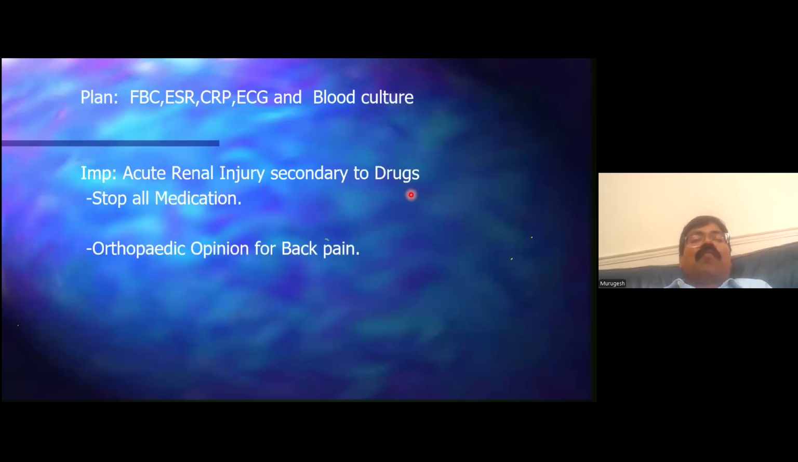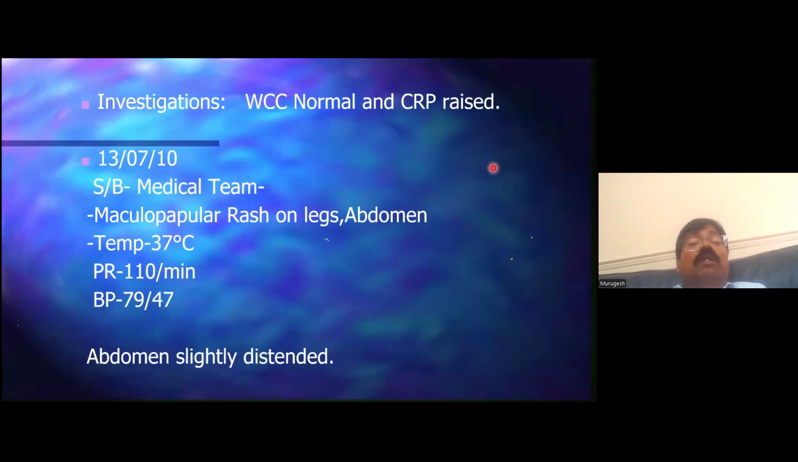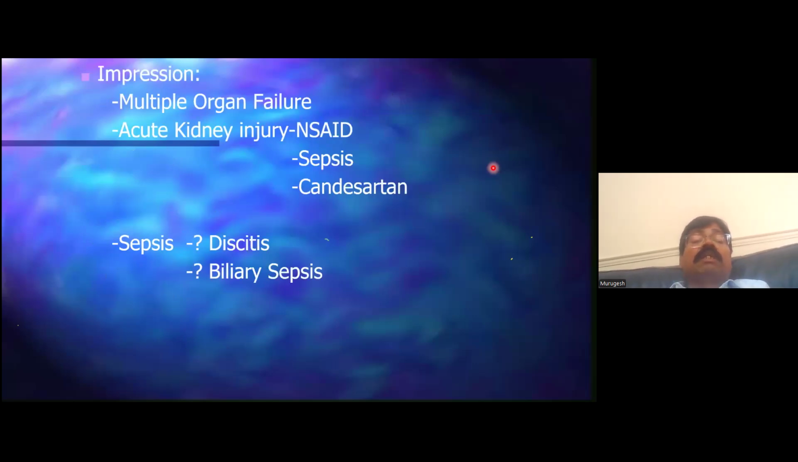So this was the plan. She was asked all the investigations to be done. And the impression was she had acute kidney injury due to the drugs she was on. The plan was to stop all medication, get orthopedic opinion for the back pain. And on 13/7, the observations were the temperature was normal, pulse rate was 110, BP was normal, abdomen slightly distended.